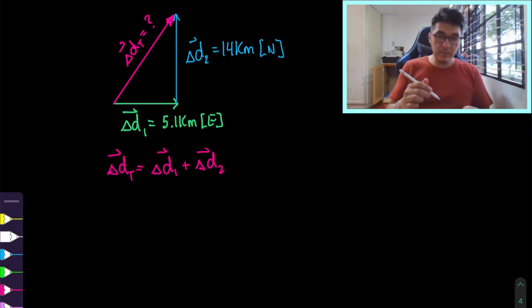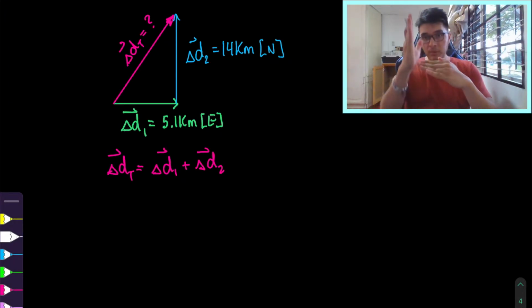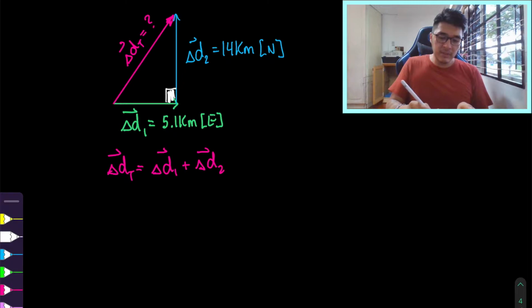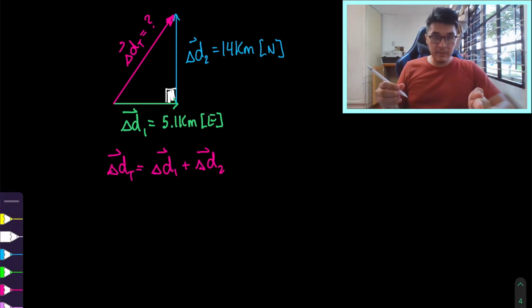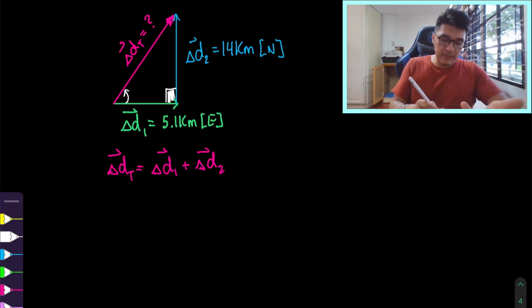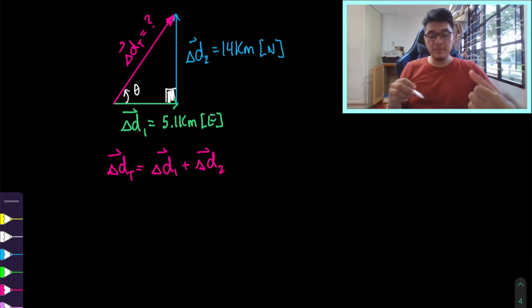But by construction, notice that if you're going east and then north, we have just constructed a right angle triangle. So what we can do to find the unknown side of this triangle is take advantage that we have a right angle triangle, which means we're going to be using the Pythagorean theorem, and we're going to be using trigonometry to find the unknown angle. The reason why we're going to use Pythagoras is that we want to find the unknown side of the triangle. And the reason why we're going to be using trig ratios is because we want to find the angle, because displacement has a magnitude and direction.